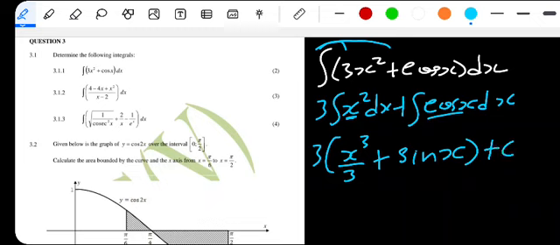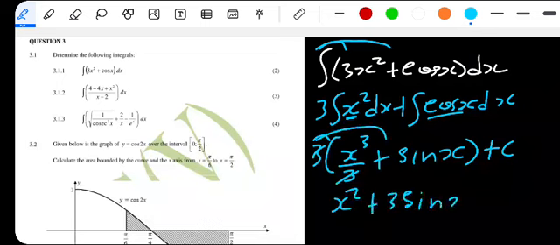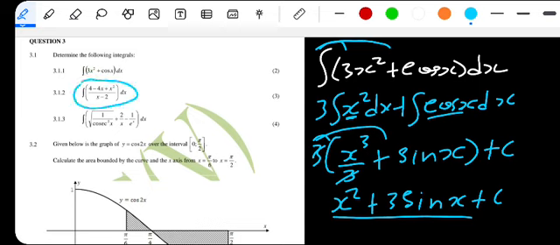So you can distribute the 3: the positive 3 and the 3 will cancel. We'll have x cubed plus 3 sine x plus constant c. That is it. There, the derivative of this gives what we had there.